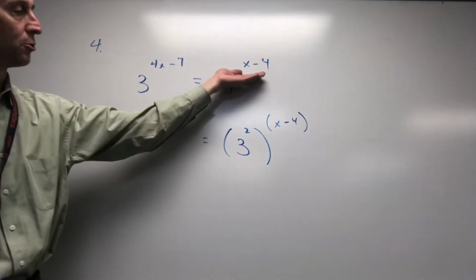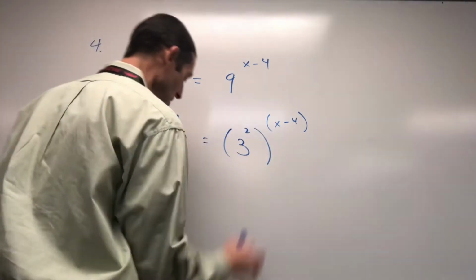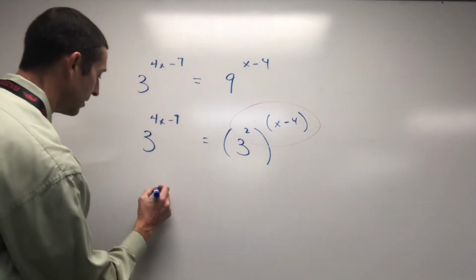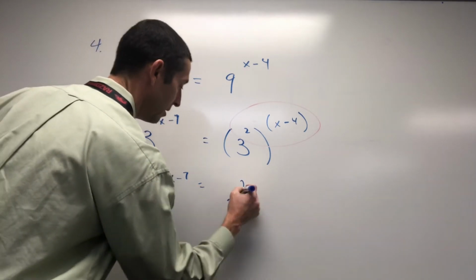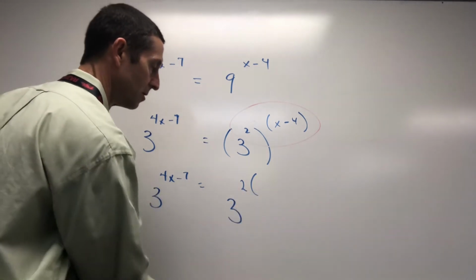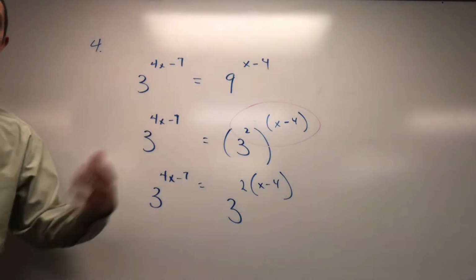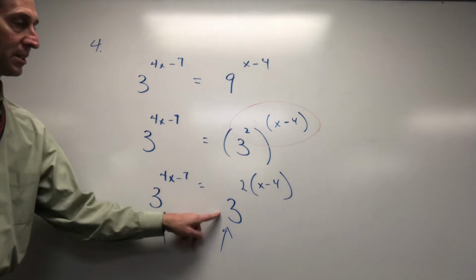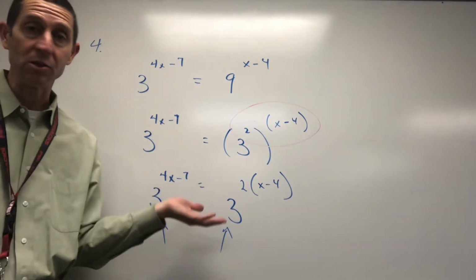Whenever you've got a group out here, I think it's easier if you just write it in parentheses. Then when you put all this together, it's going to look like this: 3 to the 4x minus 7, 3 with 2 times x minus 4. The parentheses get you set up where you won't make a mistake. All right, we're golden. This is a 3, that's a 3. This is a 3, that's a 3. Once you have both those as 3s, they just drop out of the way.